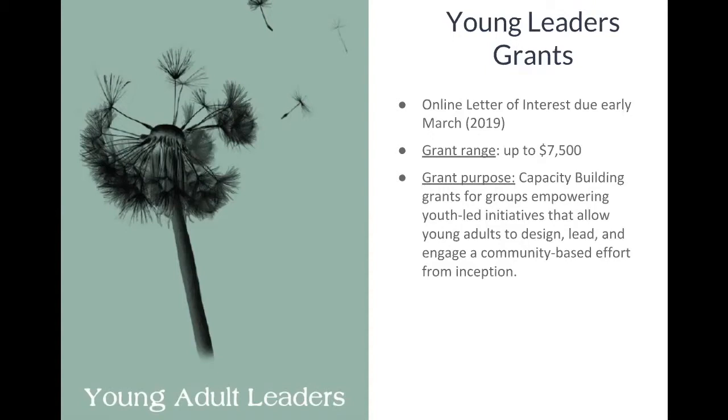But the purpose of these grants really is to be focusing on projects that are led, co-created by youth, or are really engaging youth from the start of their work to be working in grassroots groups and as change makers in their community. So this is a very specific grant with a little bit of a higher grant range because of feedback from grantees and our community that we just want to be investing more in young leaders.